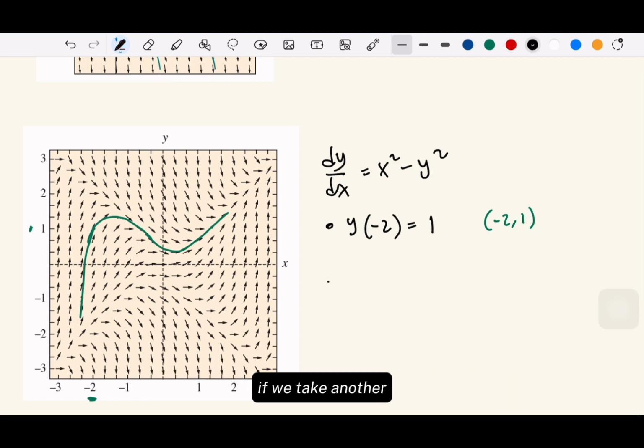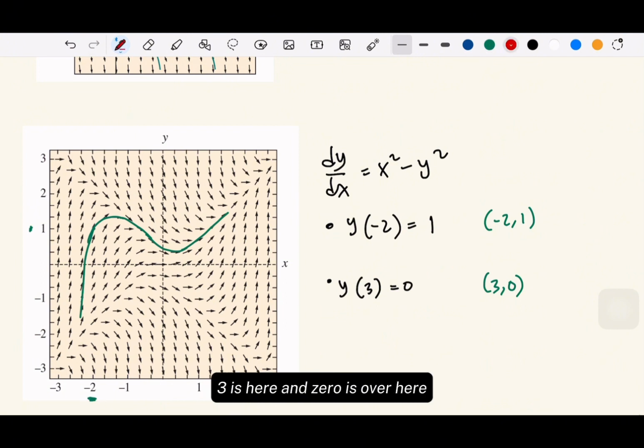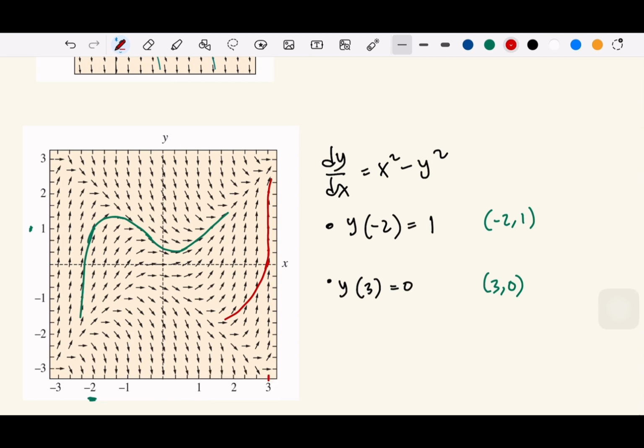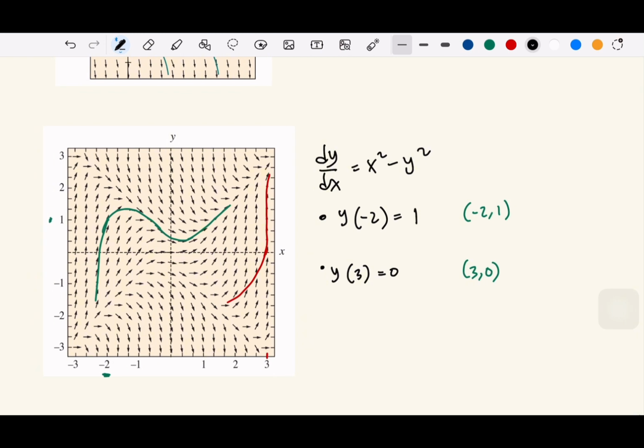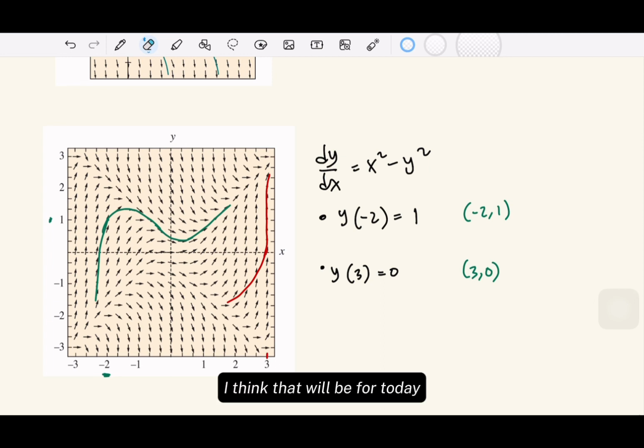And for example, if we take another, let's say (3, 0), we take 3 here and 0 over here, so perhaps this is going to be like that, okay? Perhaps that is our graph. And we could just take some points and then check within this directional field. So I think that's it. I think that will be for today.